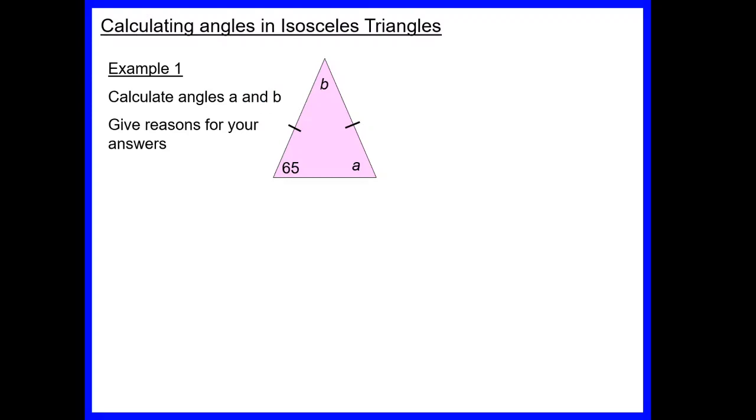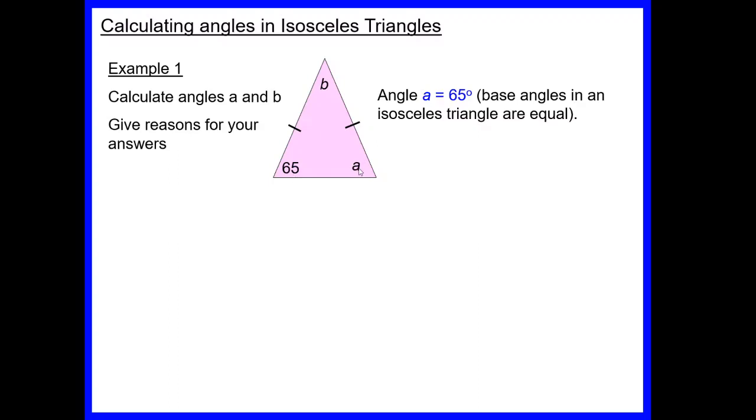Example 1, we're asked to find angles A and B and give reasons for your answers. Remember, giving reasons simply means to write down the rule that we used to work it out. So we can see we've got an isosceles triangle. If we follow down our two lines that are the same, then these must be the base angles. So A must be 65 degrees because base angles in an isosceles triangle are equal. So that's my reason, the rule that I used to tell me that that angle was 65 degrees.